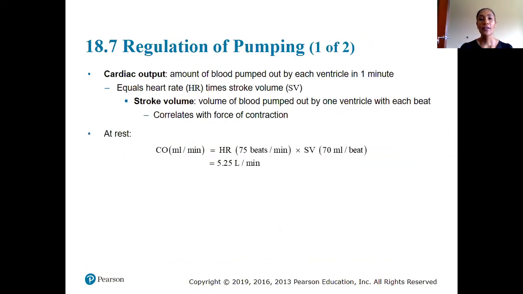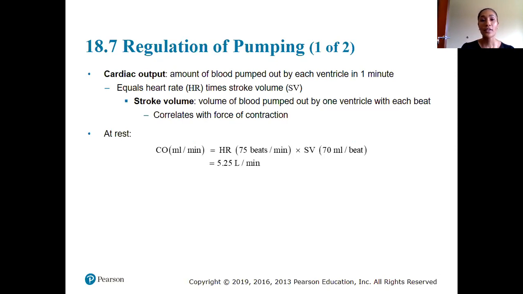All right, regulation of pumping. So cardiac output is going to involve the amount of blood pumped out of each ventricle every minute, or I should say in 1 minute. The cardiac output is going to equal the heart rate times the stroke volume. So if we're trying to mathematically compute what the cardiac output is, we're going to measure the stroke volume of the heart and multiply that times the heart rate.